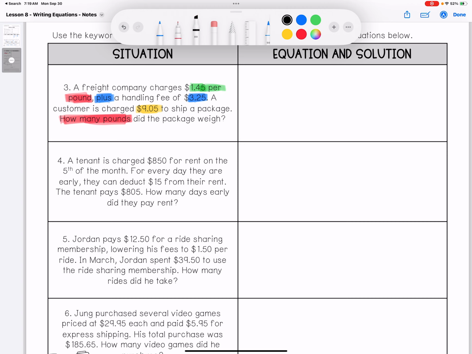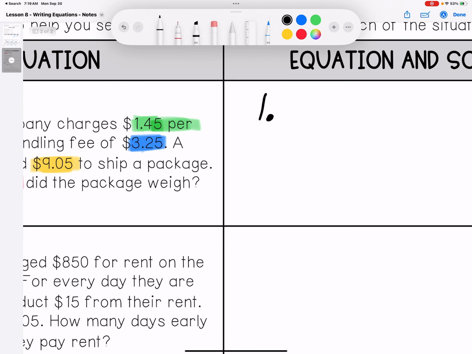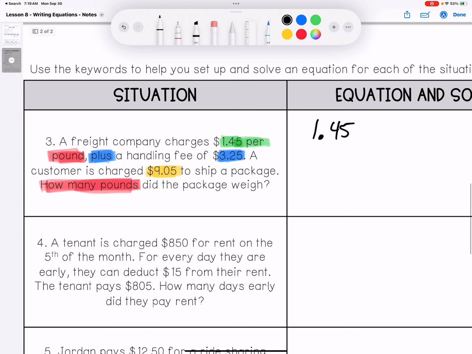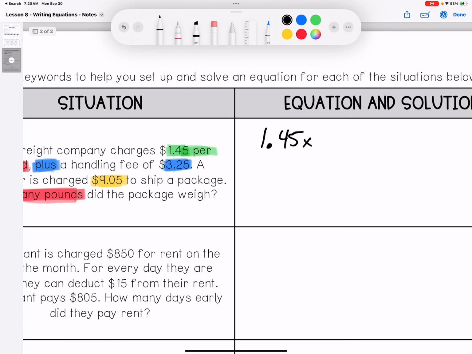So now let's go back and draw the problem. All right, well, I told you we had 1.45 times something per pound. Pound was in red, so that's x, because that's what we're looking for. Whatever we're looking for is x. So 1.45 times x. Instead of writing the times x, I just write it next to it because we know that means multiplication. And then I have plus 3.25. And then in yellow, it all equaled 9.05.